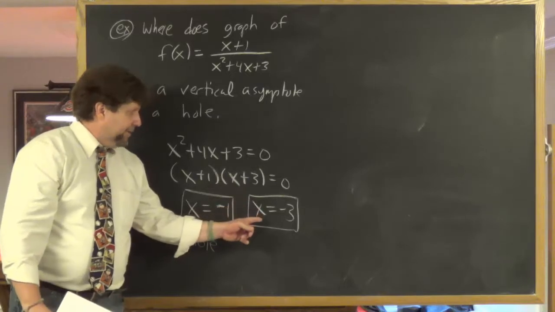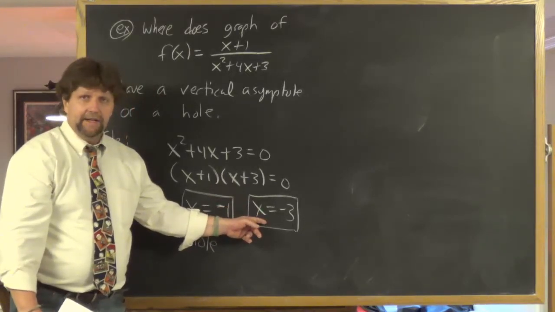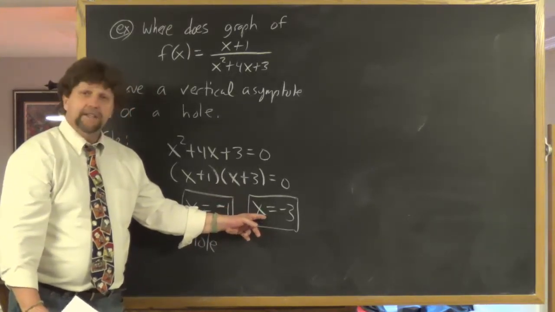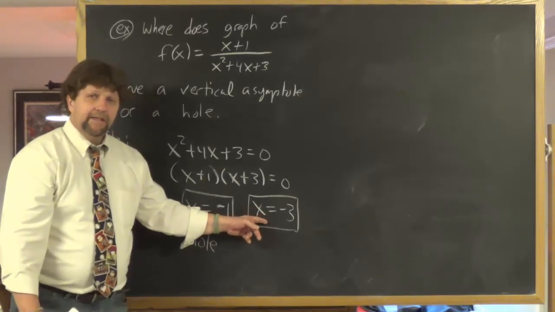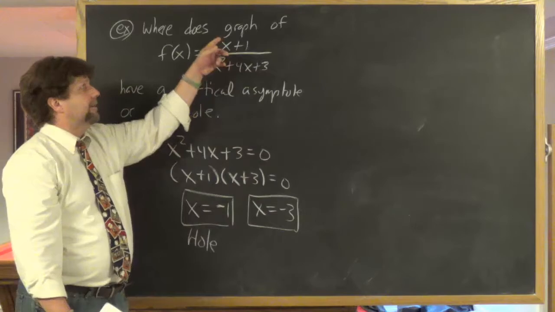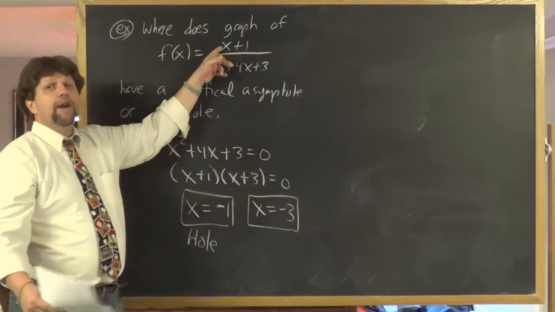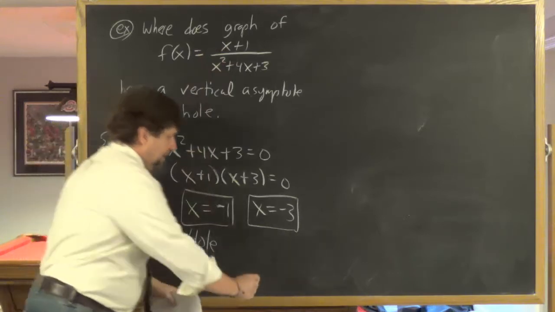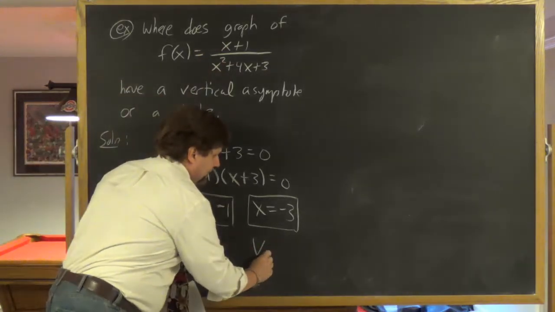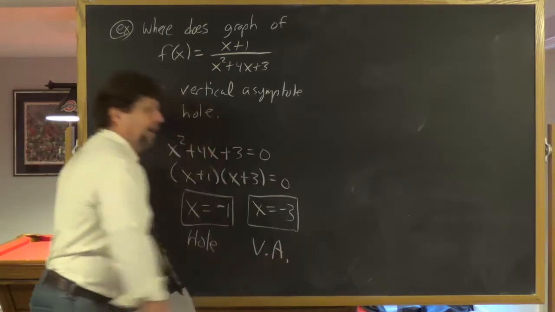If you take a value of x, like this, negative 3, this makes the denominator 0. If you take that value of x and toss it into the numerator, and you do not get 0, and we don't here, that's where the graph has a vertical asymptote.